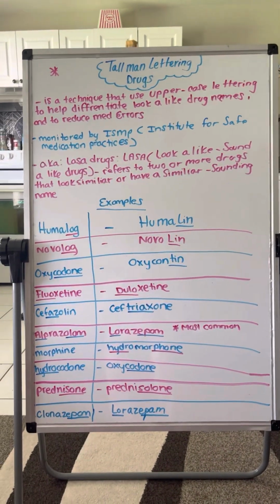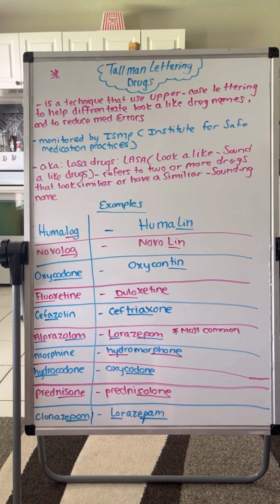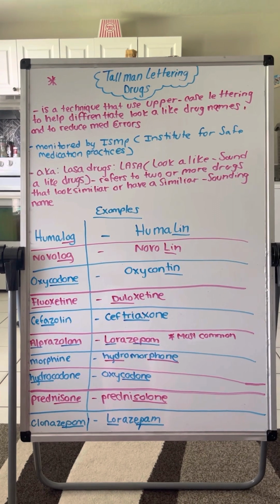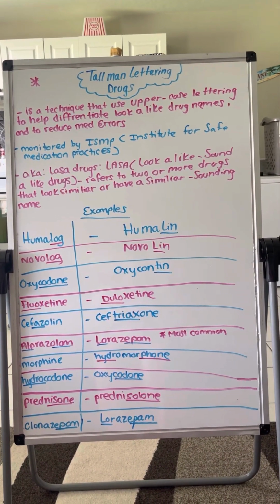So in the last video, we talked about the black box warning drugs. Those are the most comprehensive drugs that have the most adverse reactions when mixed together or put together. Now we're moving on to the tall man lettering drugs.